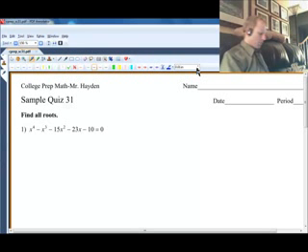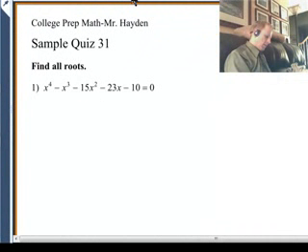Tonight I'm going to solve one of the problems that you might expect to see on tomorrow's quiz on solving polynomial equations using synthetic division. So let's get to it.